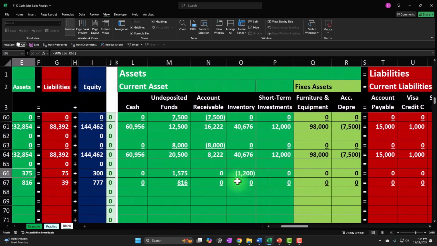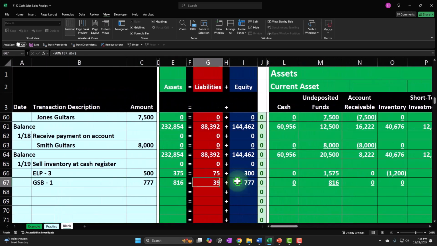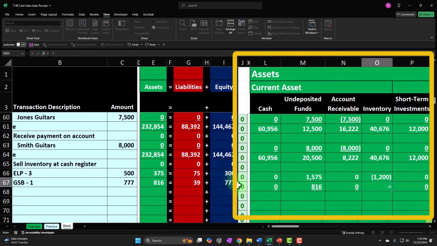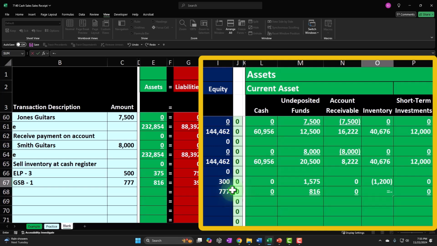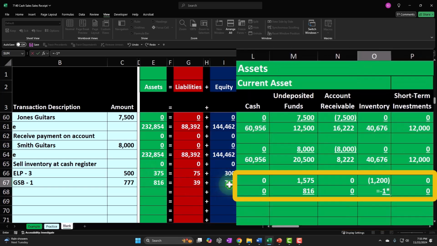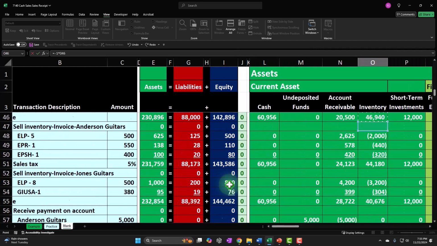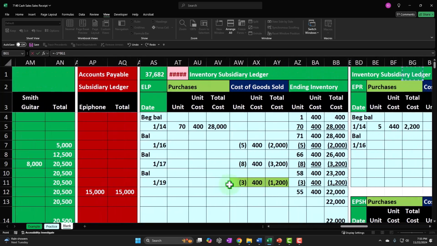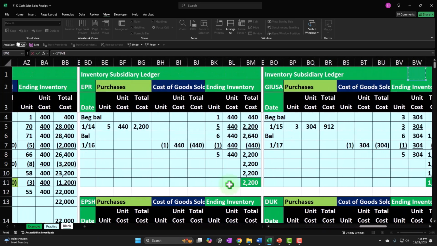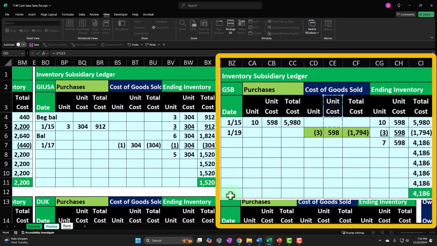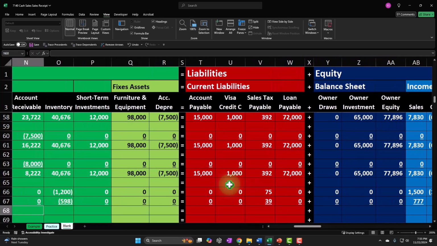Let's do the same for the next one, the GSB. The inventory is going to be equals, let's say negative this time. So it's not 777. I only bought one of them times, and then I'm looking for the other green one. I'm going all the way to the top, going to the right to pull my cost from the sub ledger over here. There it is. So the cost was 598.